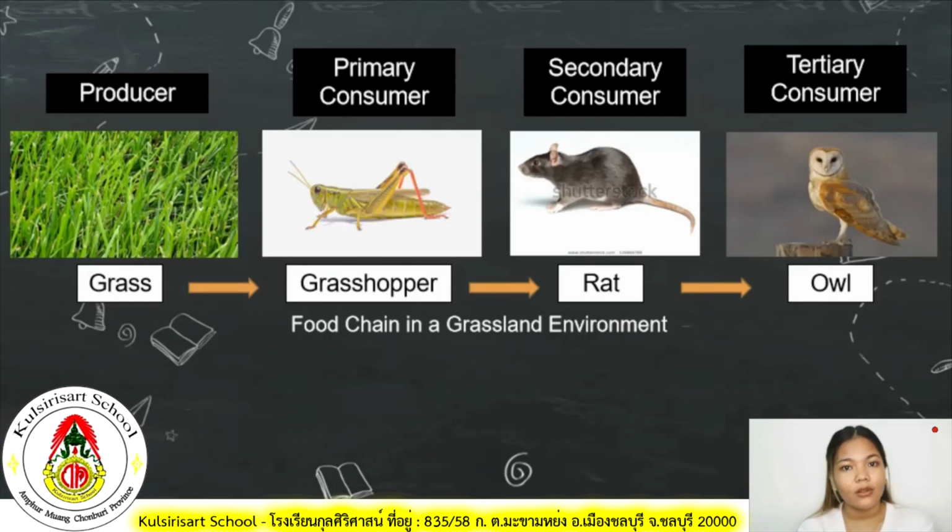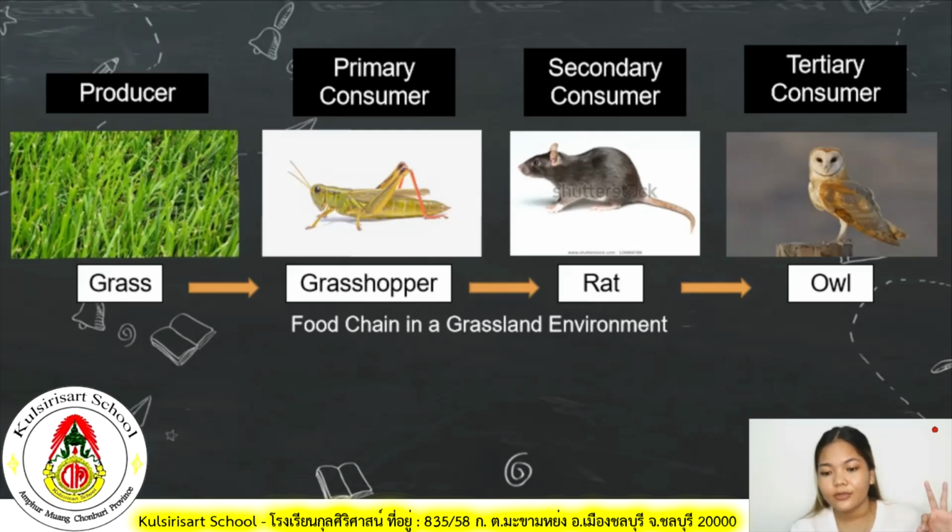Now, this is an example of a food chain that shows a producer and the three types of consumer. We have here the grass as the producer. We have the grasshopper as the primary consumer because the grasshopper eats the grass. And then we have the rat as the secondary consumer because the rat eats the primary consumer. And then we have the owl, which is a tertiary consumer because it eats the secondary consumer, which is the rat. Okay, so this is what we mean by producer and the three types of consumer.